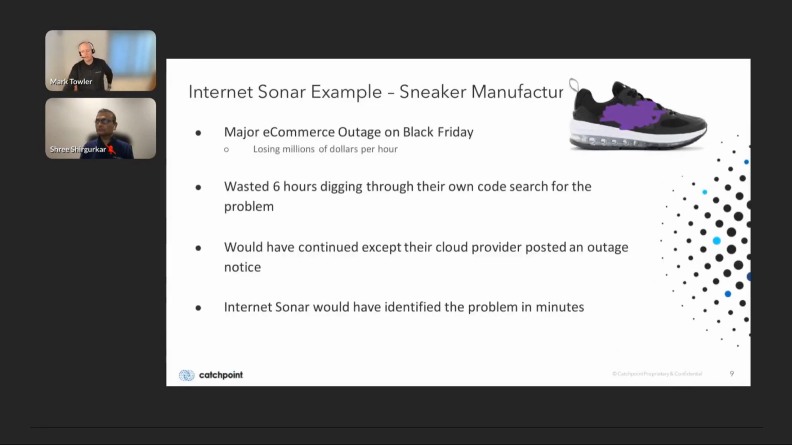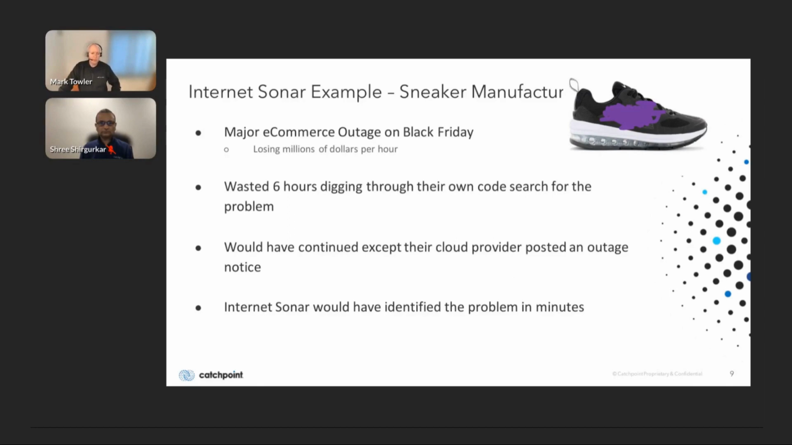And with that said, let's get into some examples, because we did promise we'd give some real world examples of how this works. One of our customers is a major sneaker manufacturer. We're not allowed to show their logo or mention their name, but you would recognize them. And they told us this story. In a recent Black Friday, they had a major outage on their e-commerce site. They were losing millions of dollars per hour on one of the busiest shopping days of the year.